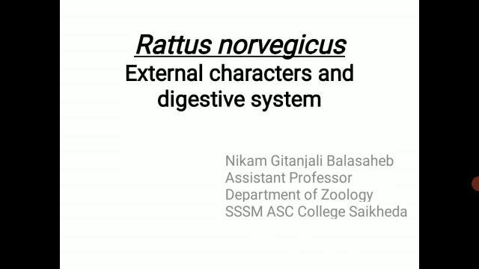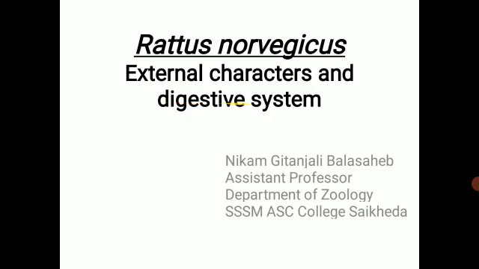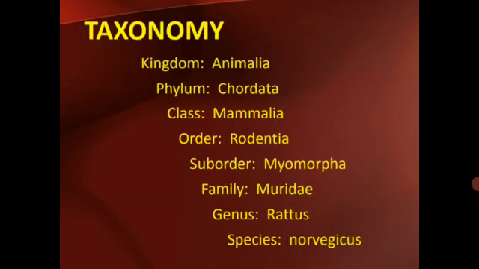So let us start with the taxonomy. The rat is from kingdom Animalia, phylum Chordata, class Mammalia, order Rodentia, suborder Myomorpha, family Muridae, genus Rattus, and species norvegicus. So Rattus norvegicus is the scientific name of the rat.